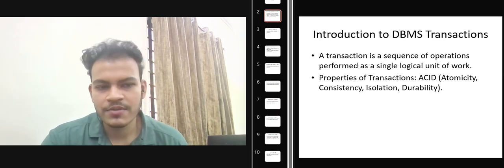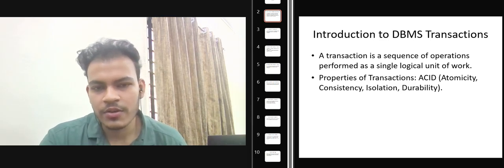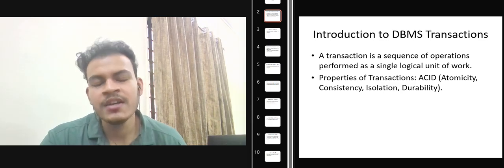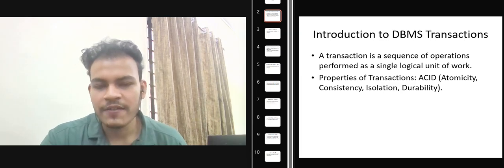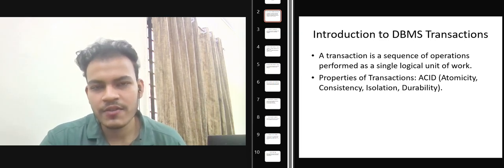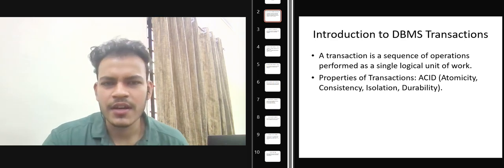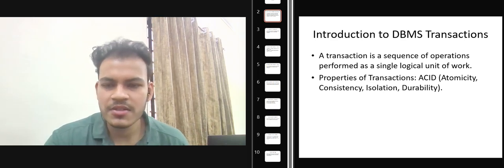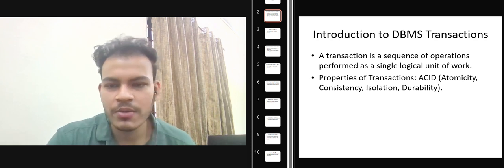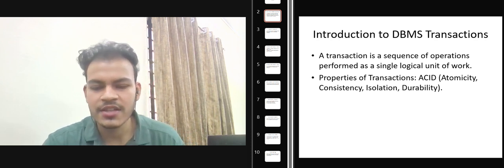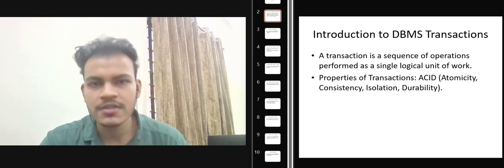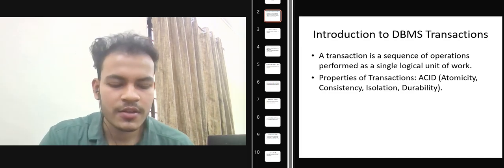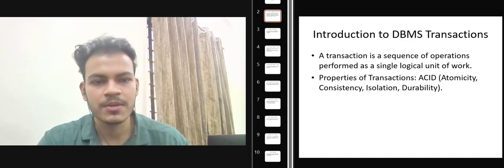Properties of a transaction we have studied: ACID properties. Atomicity means a transaction is all or nothing. Consistency means that data remains consistent, or in a valid state, in every step. And isolation: one transaction does not affect another transaction, meaning transactions are independent. And durability means if the transaction is committed, the change is permanent, and even if the system crashes, it will not change.